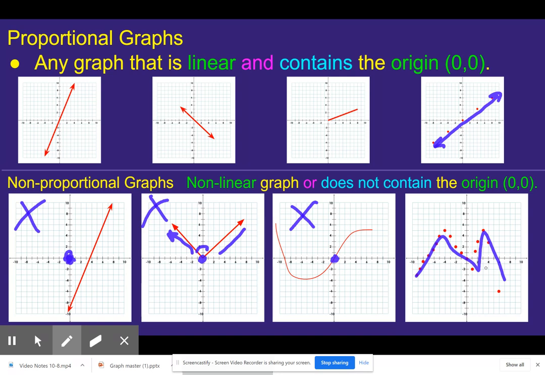So that's how I want you to be able to differentiate. Just looking at a graph, you should be able to tell if it's proportional or non-proportional.